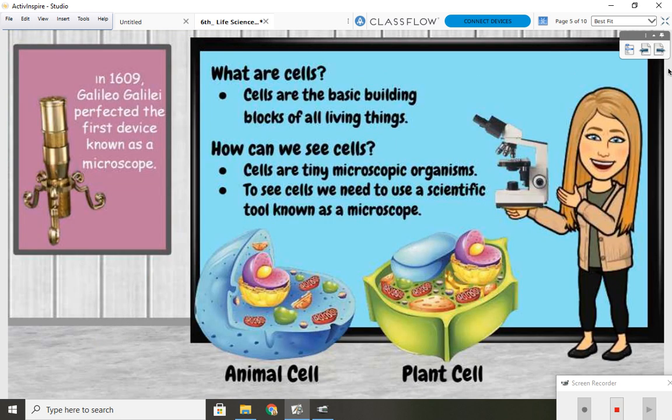So what are cells? Cells are the most basic building blocks of all living things. And how can we see cells? Cells are teeny tiny microscopic organisms. To see cells, we need to use a scientific tool known as a microscope.